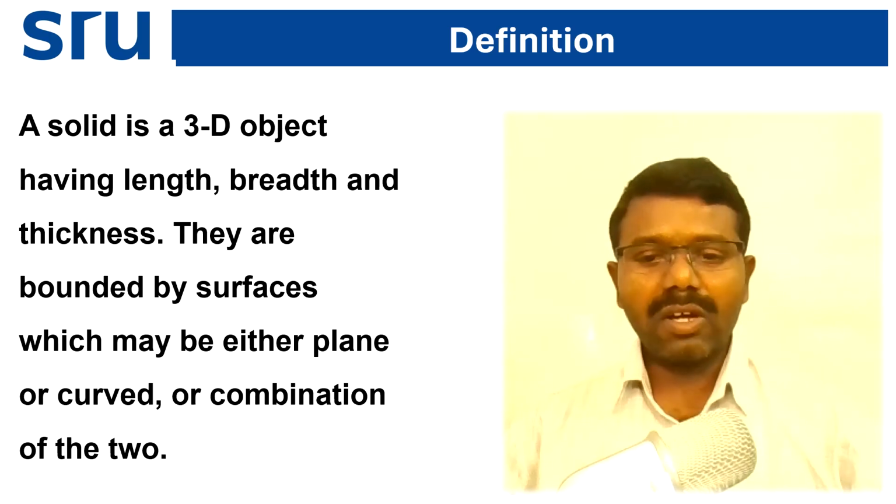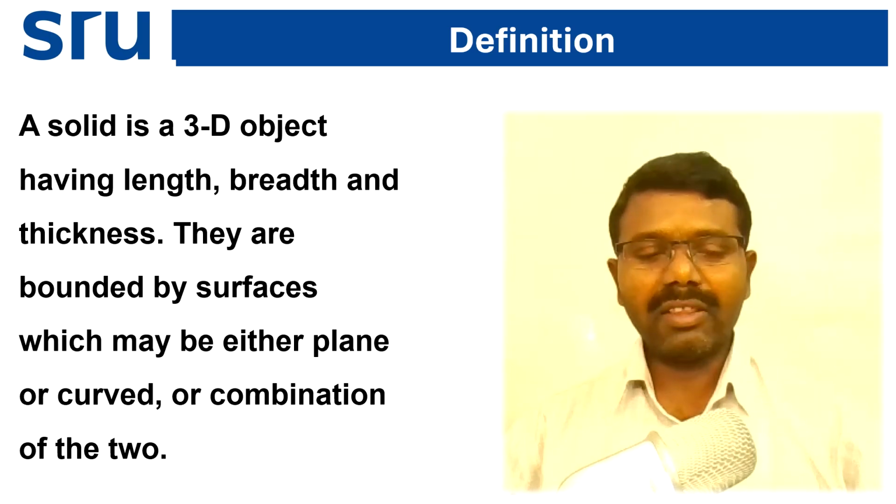And the definition of solid. A solid is a 3D object having length, breadth and thickness. They are bounded by surfaces which may be either plane or curved, or a combination of these two.